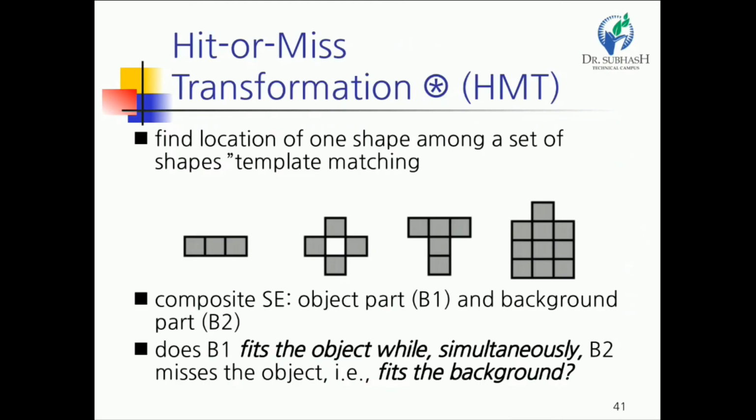Next property of morphological image processing is the hit-or-miss transformation, HMT. It finds the location of one shape among a set of shapes, as template matching. The composite structuring element has the object part B1 and the background part B2. B1 is the first object, while B2 means the object that fits the background.